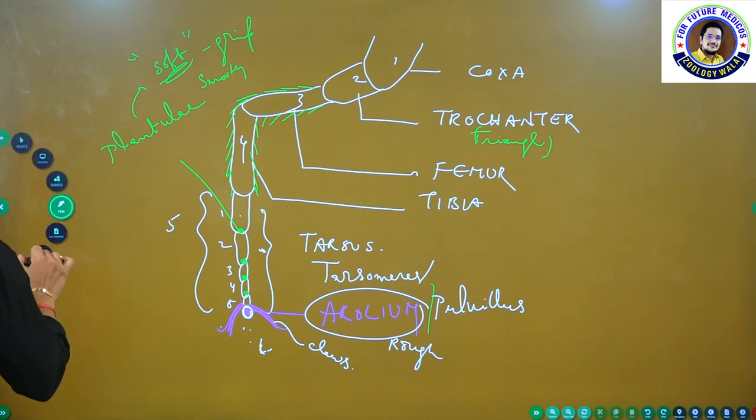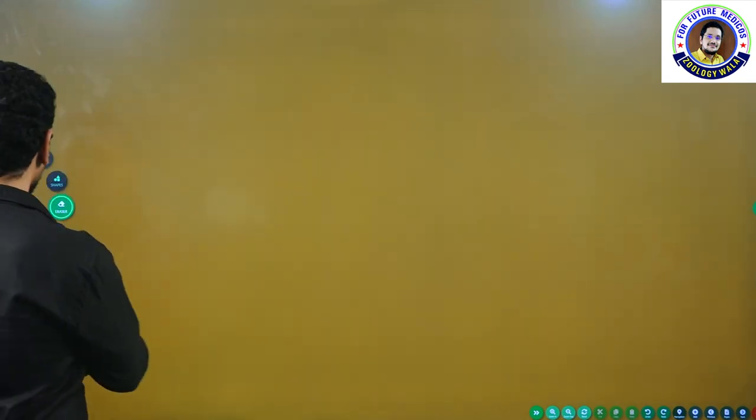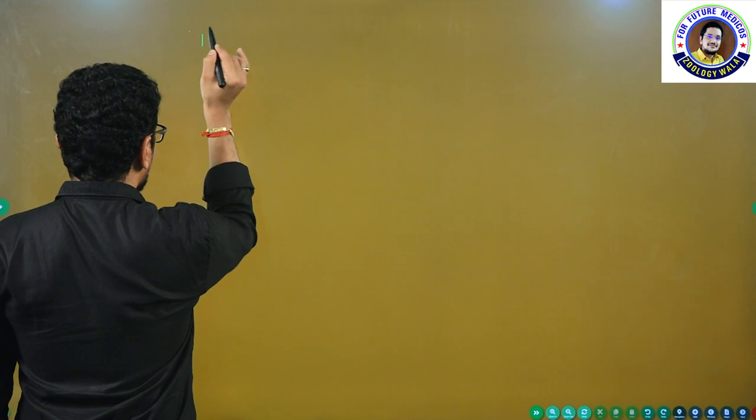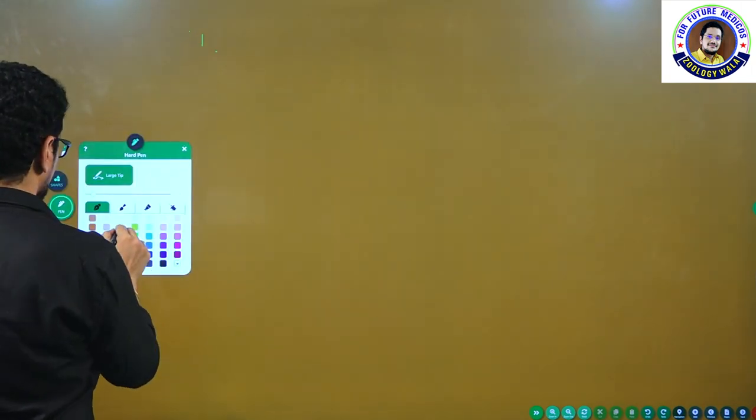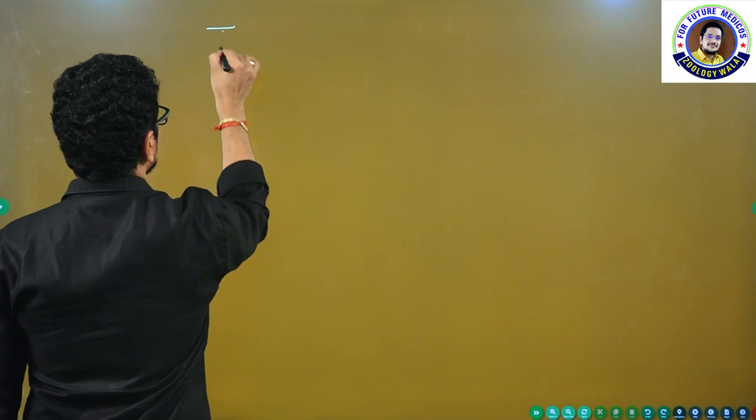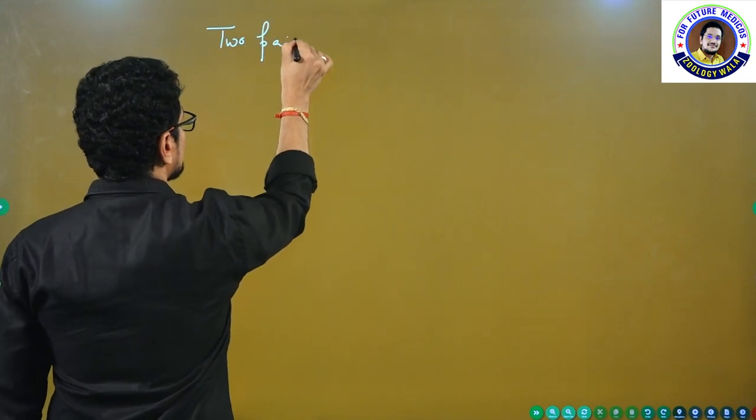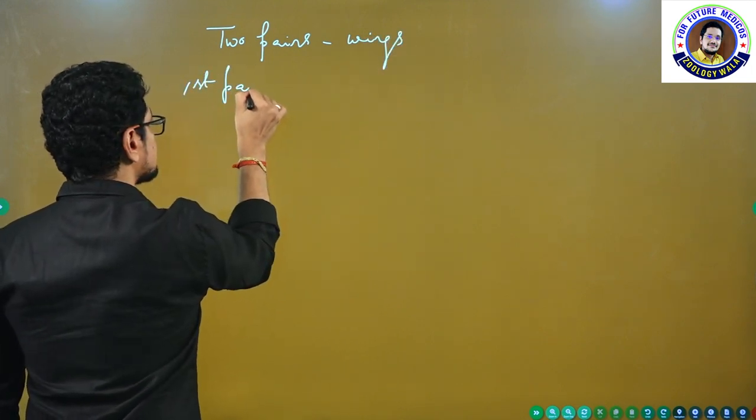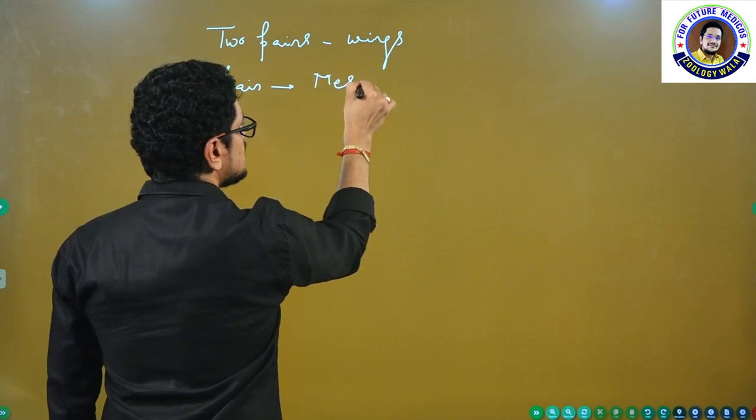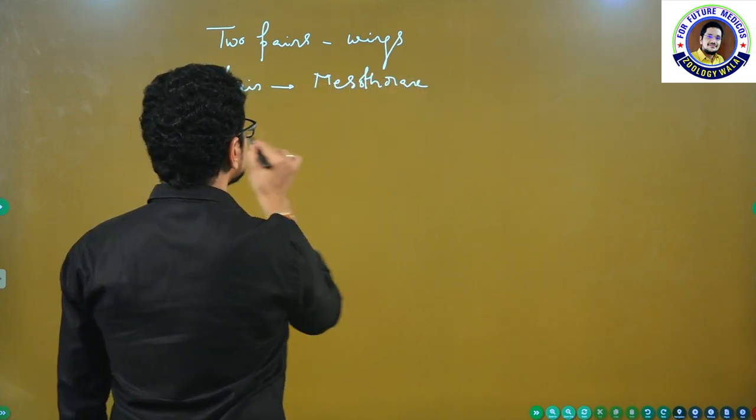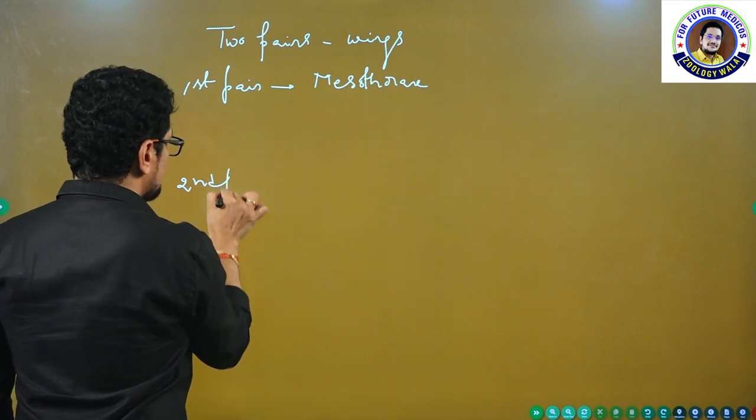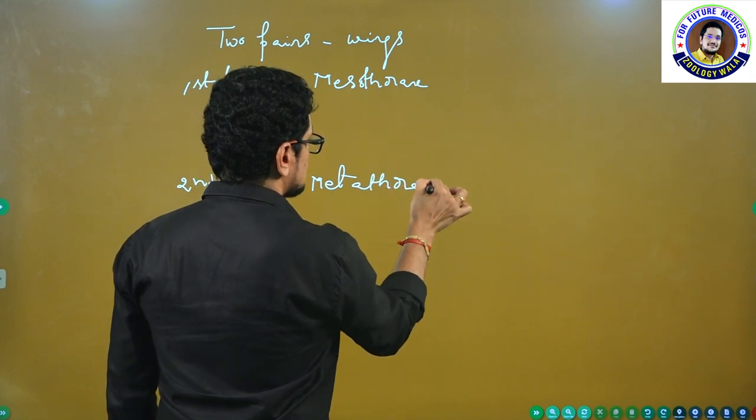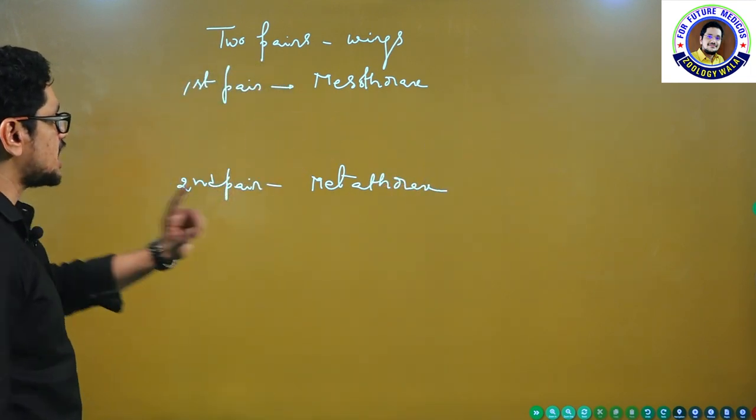And now, let me show you the wings of the cockroach. You know, how many wings are present? Two pairs of wings are present. How many wings are present in the cockroach? Two pairs of wings are present. And the first pair of wings are attached to the mesothorax, the second part of the thorax. And the second pair of wings are attached to the metathorax. First pair attached to meso, second pair attached to metathorax.